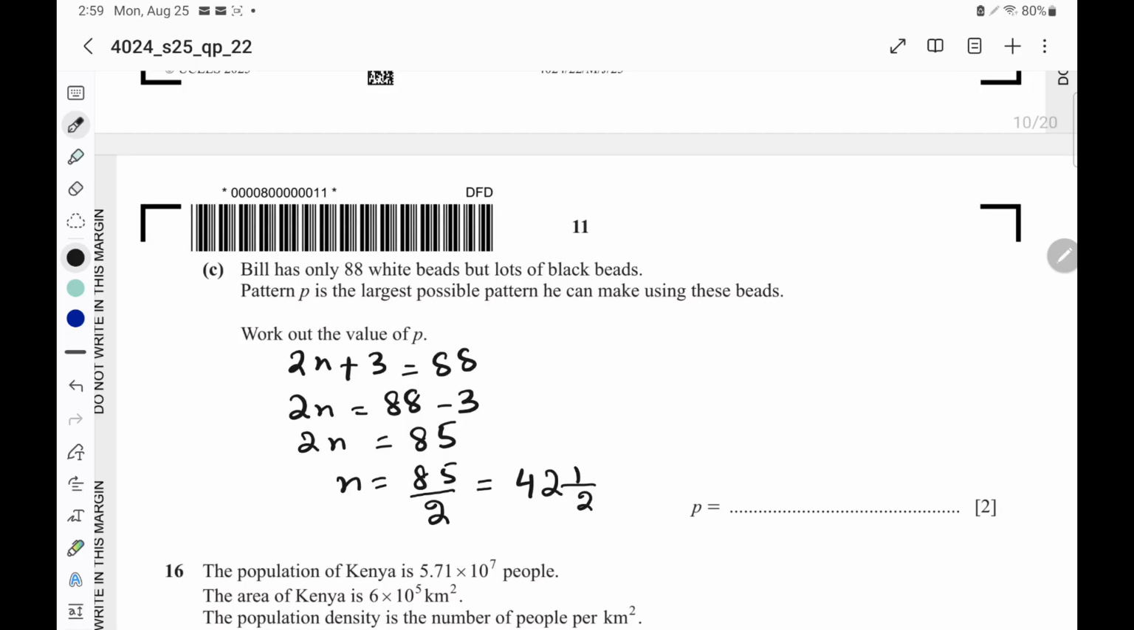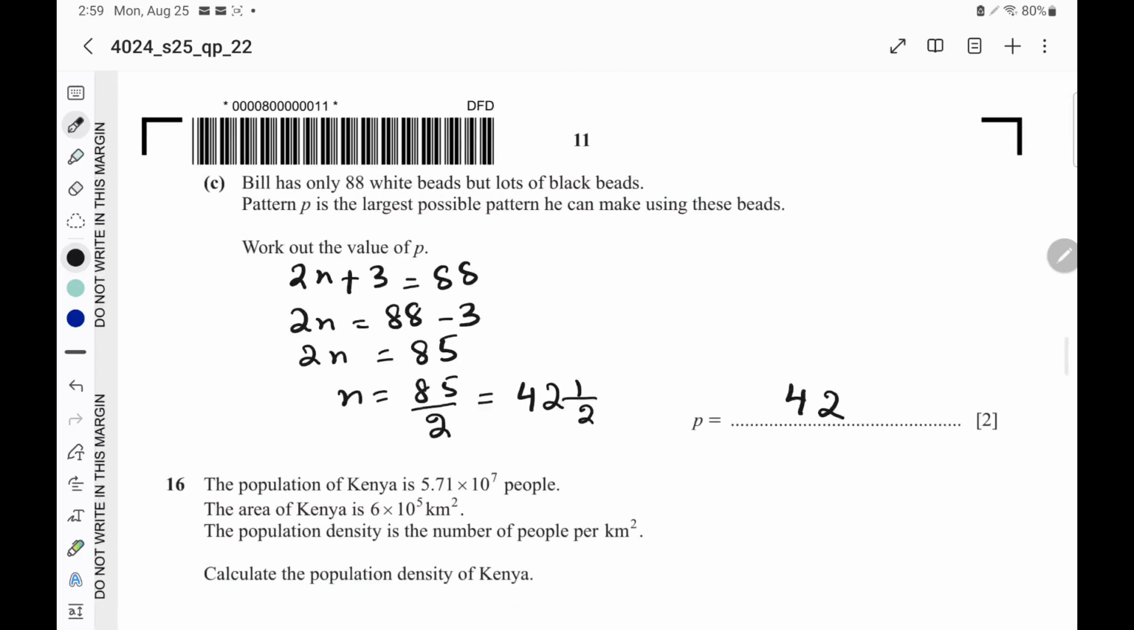So the largest possible pattern he can make using these beads is 42, because for the 43rd we need more beads, as it would make half of the pattern for white beads. So 42 is the answer.